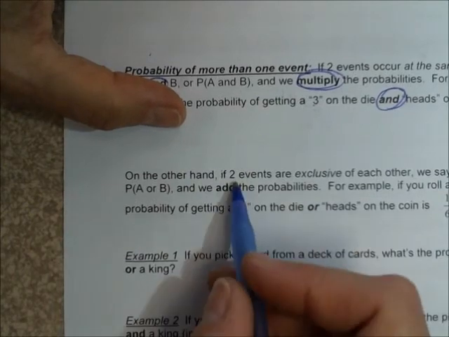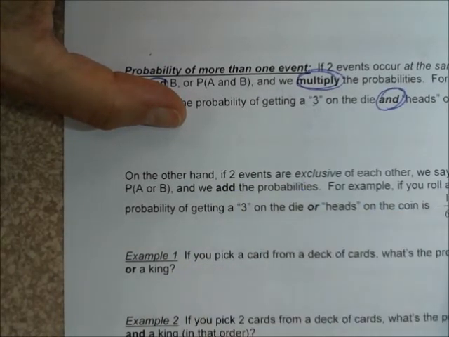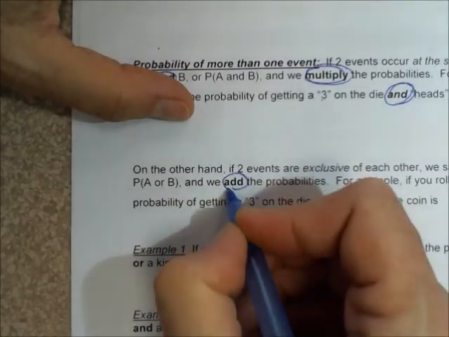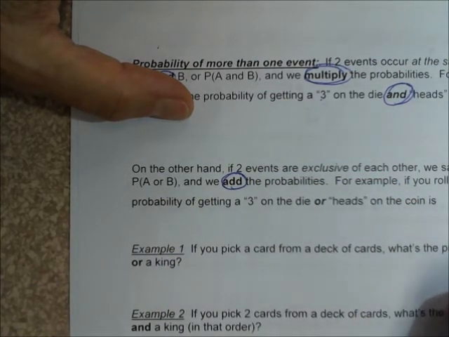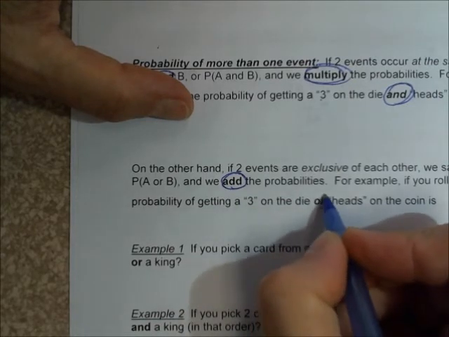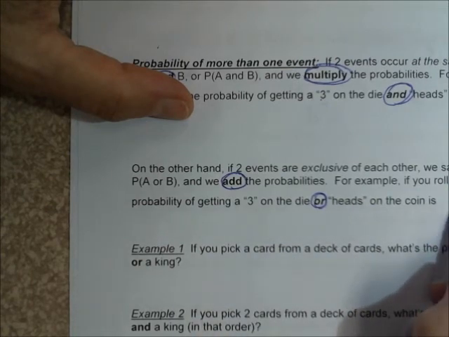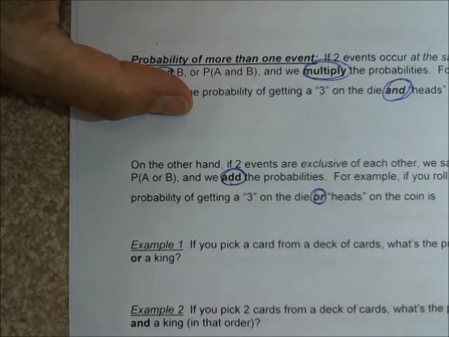But on the other hand, if you have 2 events that are exclusive of each other, one could happen or the other one, not both, then if you see the word or in probability, that means you add the probabilities. So if you roll a die and flip the coin, what's the probability that you'll get either 3 on the die or heads? Well, or is the key word. If you add 1/6 to 1/2, you'll get 2/3 if you reduce it down.